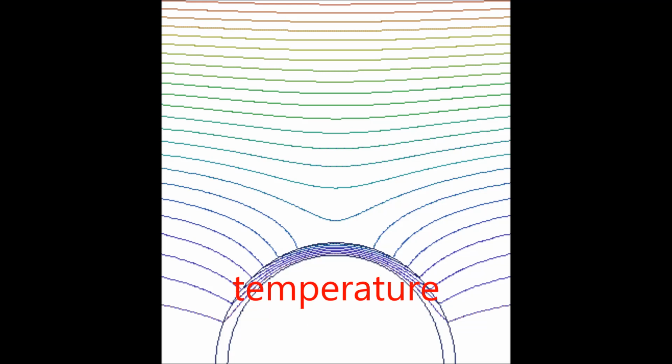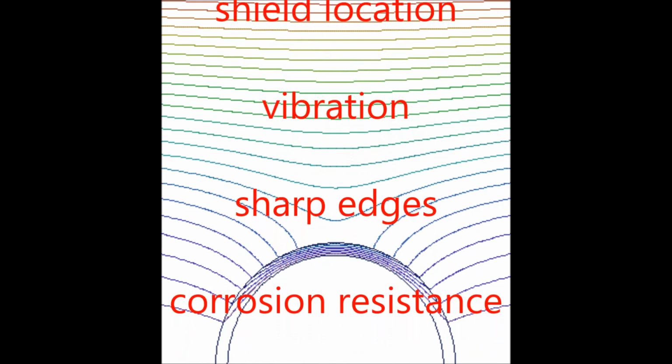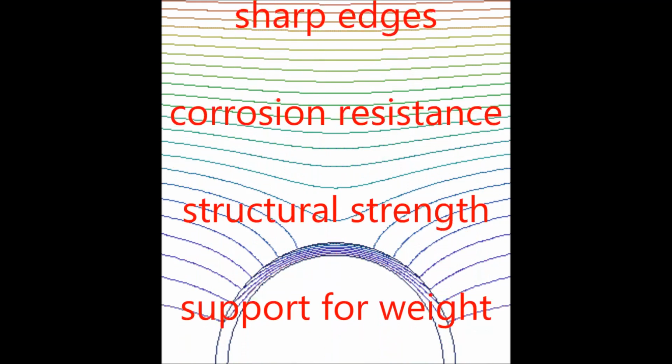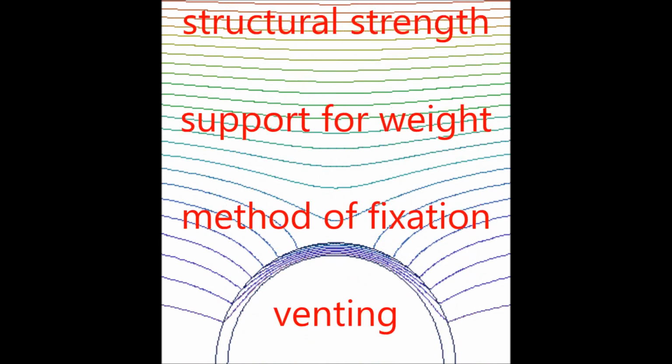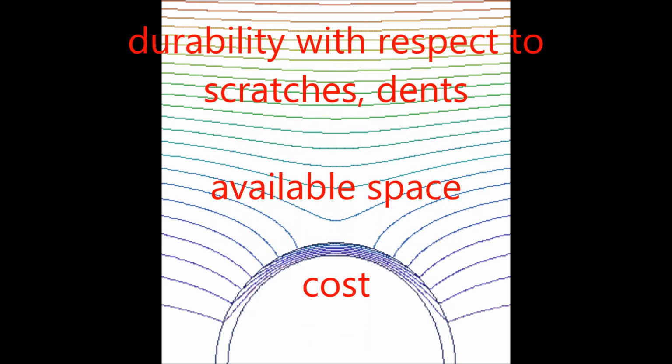Other factors to consider such as temperature of the shield location, vibration, sharp edges, corrosion resistance, structural strength, support for the weight of the shield, method of fixation, venting, perforations, ability to clean, durability with respect to scratches, dents, handling, etc., available space, and of course, cost.